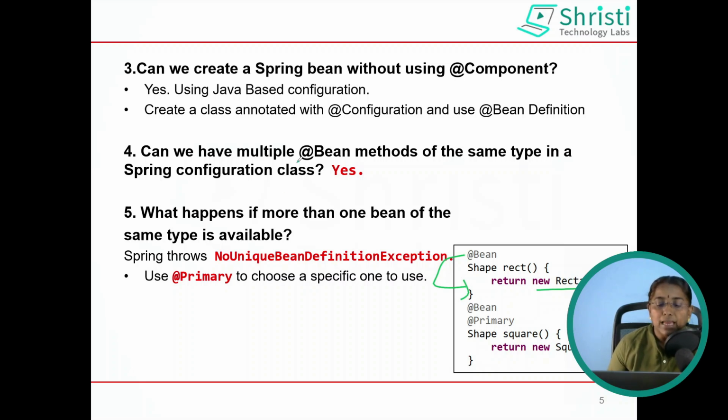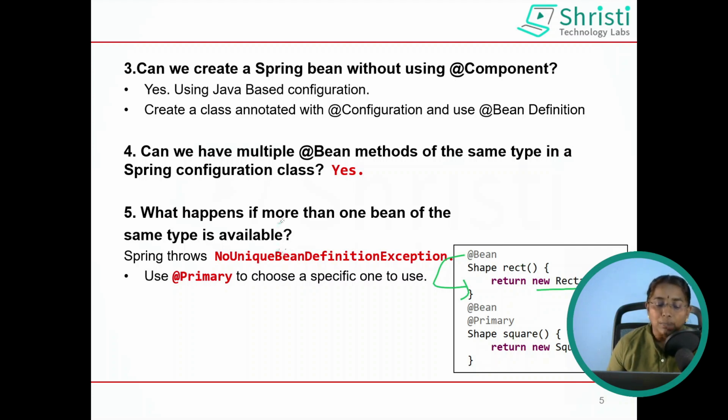Okay. Can we have multiple bean methods of the same type in the Spring configuration class? Yes, of course. Suppose if I am having one interface Shape with multiple implementation classes as in Square, Triangle and Rectangle. For all these classes, I can have different bean definitions, that is different methods, just like what is given over here. I have got a bean definition for the Rectangle class and the Square class.